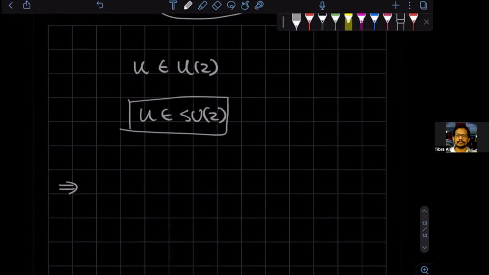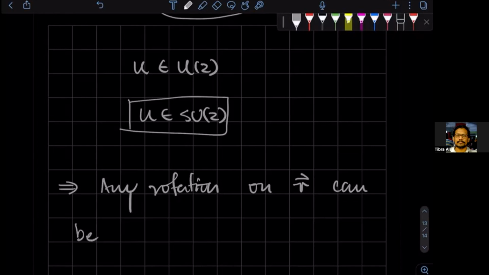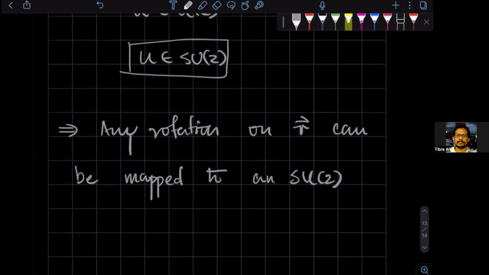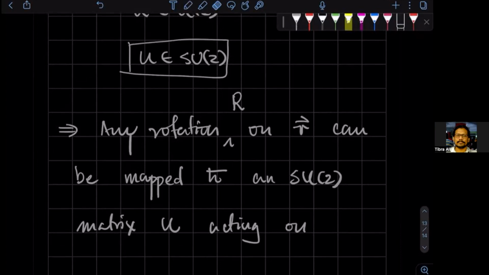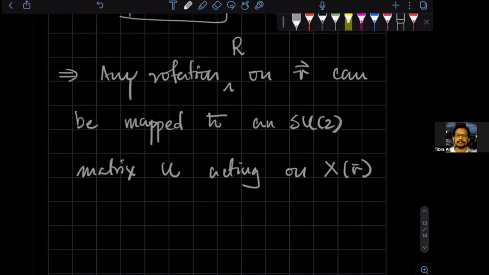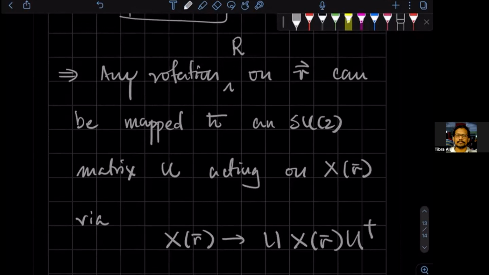So what does this show? This shows that any rotation R on a three-dimensional vector R can be mapped to an SU2 matrix U acting on the Hermitian matrix X of R via this action.